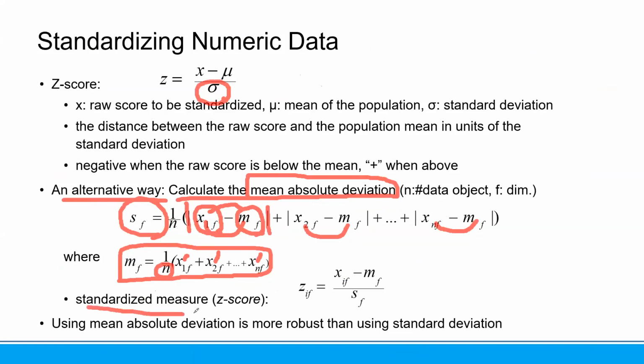So the standardized measure with this Z-score has a formula like this one. In the above formula, we use the mu and the standard deviation. But here we use the mean and the absolute deviation. Some statisticians mention that using mean absolute deviation is more robust than using the standard deviation. So let's see the examples.